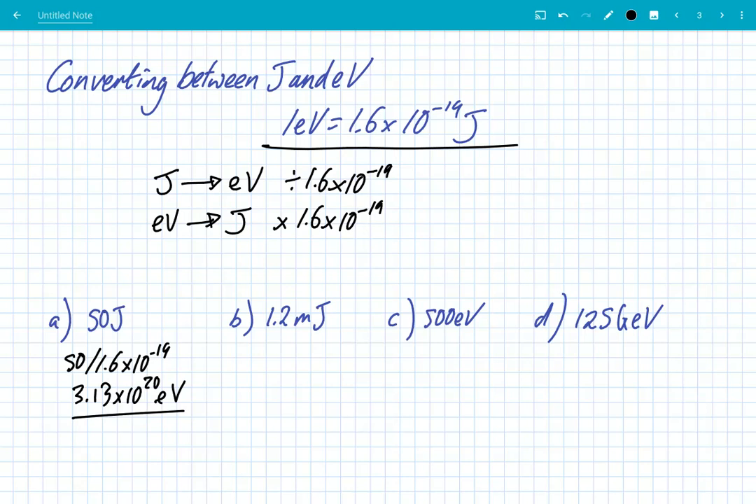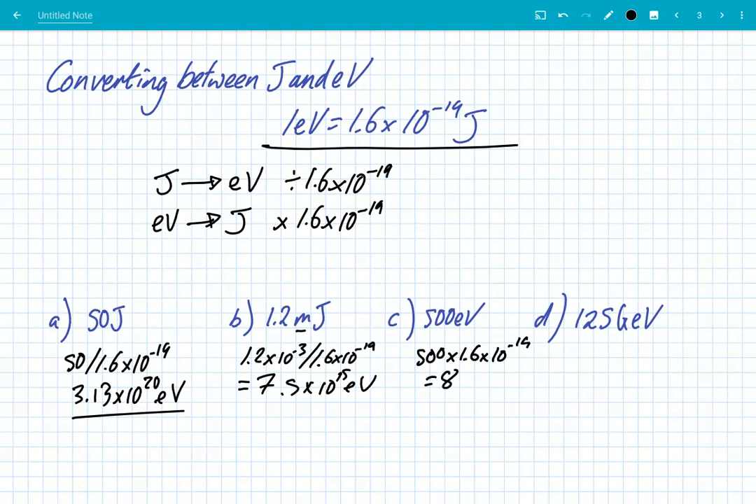If I've got 1.2 millijoules, we've got to remember our prefixes. So that's 1.2 times 10 to the minus 3 divided by 1.6 times 10 to the minus 19. And that gives me 7.5 times 10 to the 15 eV. If we have 500 eV and I want to convert that to joules, I do 500 multiplied by 1.6 times 10 to the minus 19. And that gives me a value of 8 times 10 to the minus 17 joules.